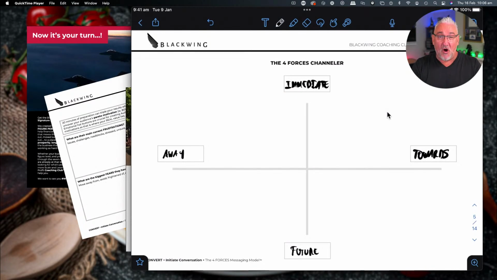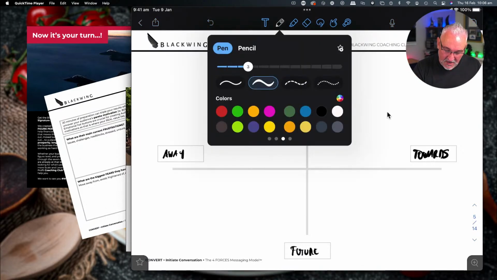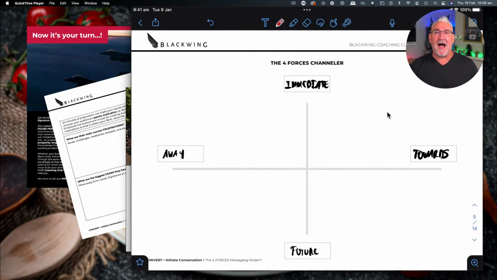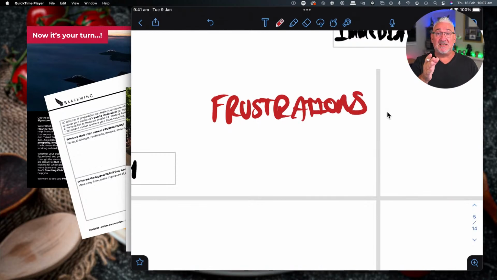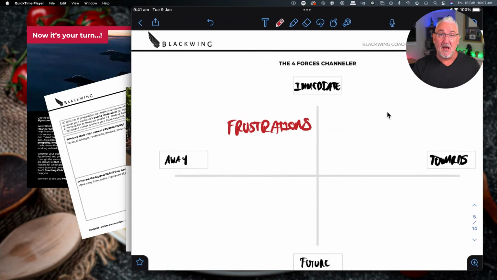So we've got away from and towards motivations. We've got immediate motivations, and we've got future motivations as well. So up here in the top left, we've got a situation where people have issues that are really present right now, things that they really want to deal with or get sorted right now. So that's what I call the frustrations. Just jot that in. It's things that are happening for them right now that they want to move away from. That's what people are frustrated by, right?